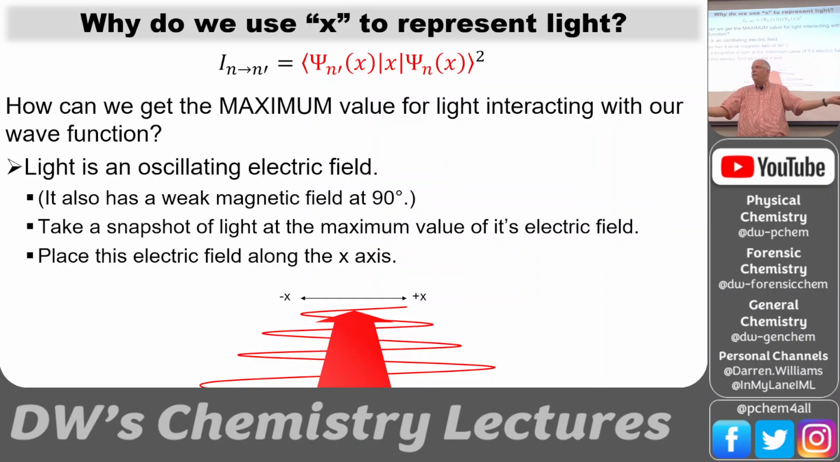Well, that's the x-axis, right? The x-axis has positive values and negative values. And so if we put an electric field on that x-axis, we could call it E, or we could just call it X. It's X. So if we wanted to interact with our wave function, let's just use the x-axis and multiply it by our wave function. So it's sort of context matters.